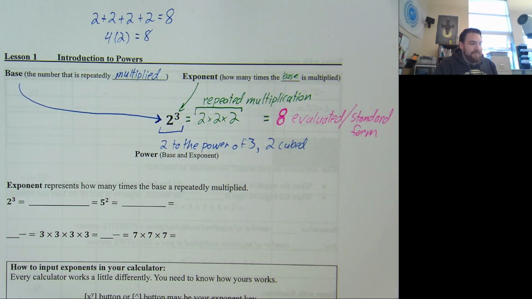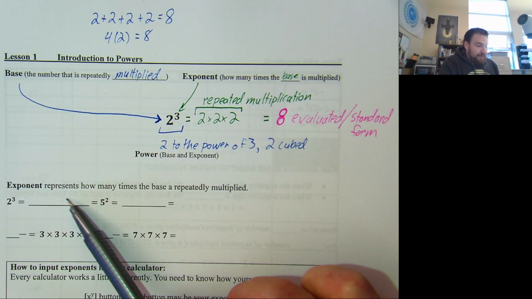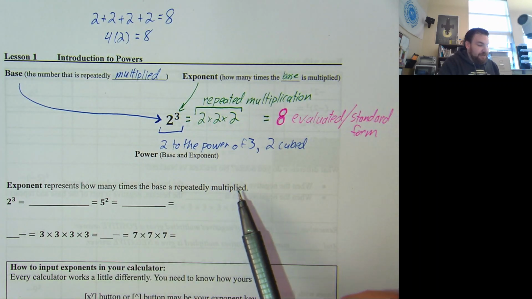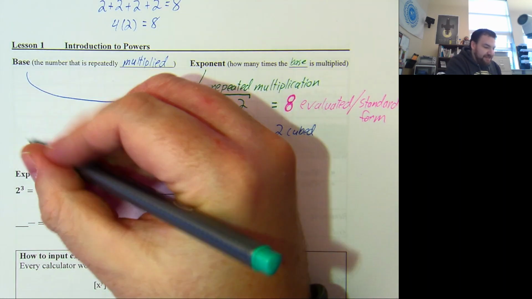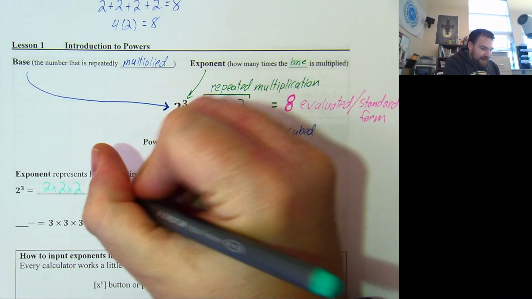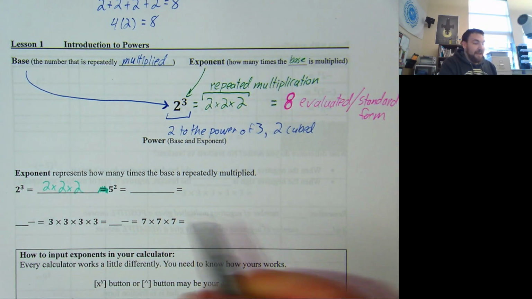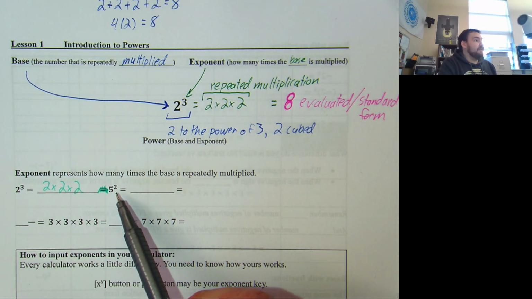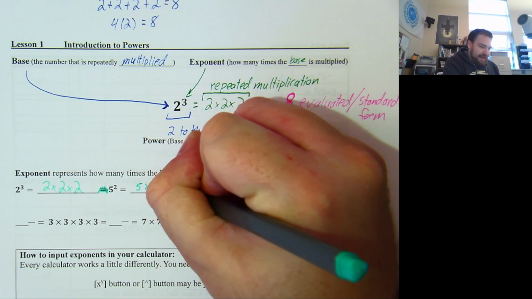So, the exponent, we've already said it, but we'll write it in here again. The exponent represents how many times the base is repeatedly multiplied. So 2 cubed, oh, there's some typos in here, I apologize. So 2 cubed is 2 times 2 times 2. Get rid of that equal sign. Shouldn't be there. 5 squared means 5 times 5. Get rid of that equal sign.